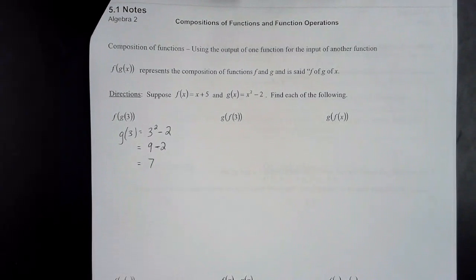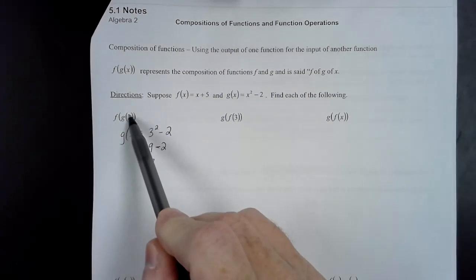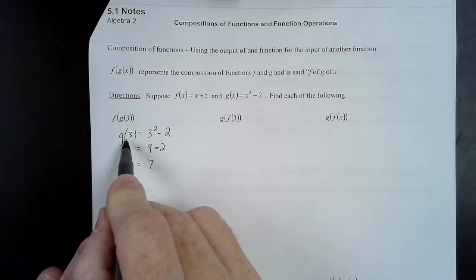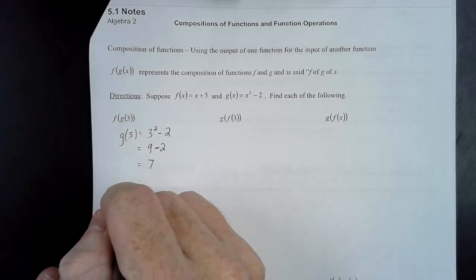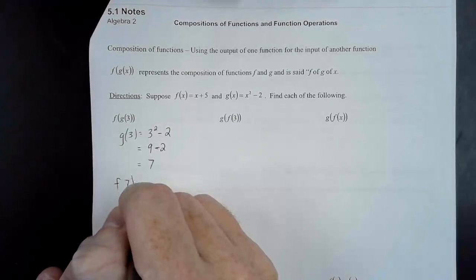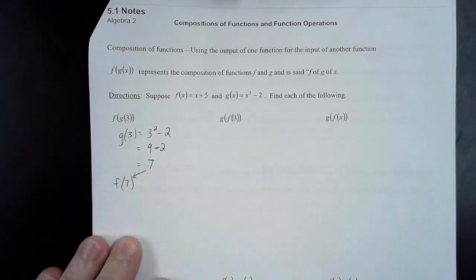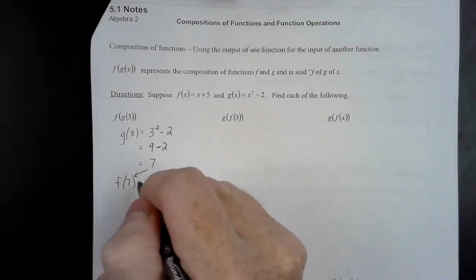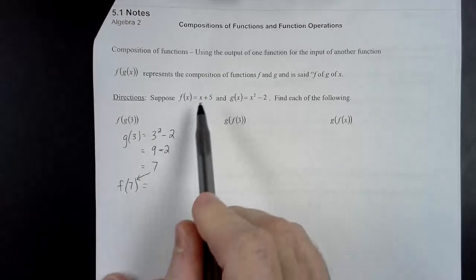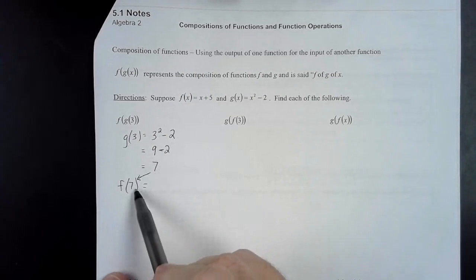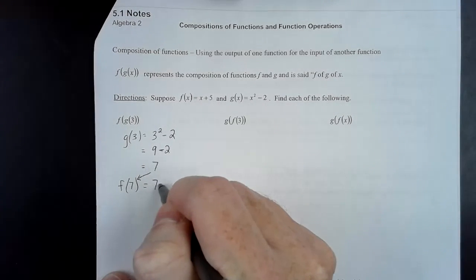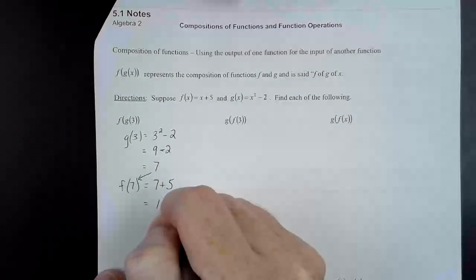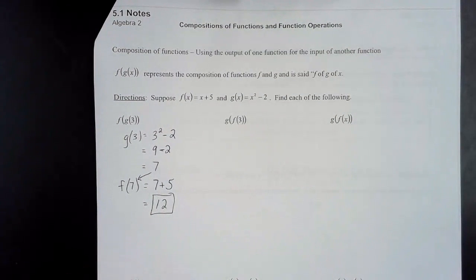Now that was g of 3. That was the innermost. So that now is going to go inside and replace g of 3. Since g of 3 equals 7, we now need f of 7. So that answer is going to go in there for the outermost function. And now we go to f. So f is x plus 5. So 7 is becoming x. So 7 plus 5. And that, of course, is 12. And that is the final answer.